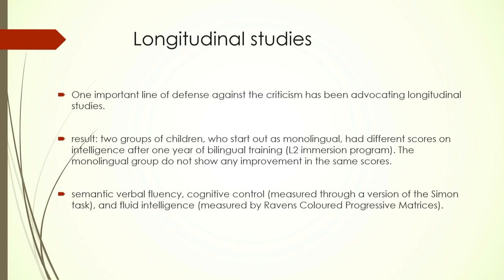In terms of longitudinal studies, some have already taken place, and many others are going on now. One study looked at two groups of children who start out as monolingual. It is basically a study that checks children's development over a period of time. They all start out as monolingual, have different levels of bilingual training, and as a result their scores in intelligence are checked.